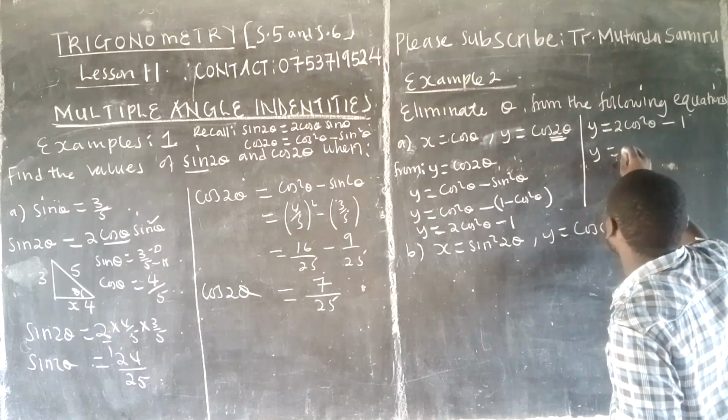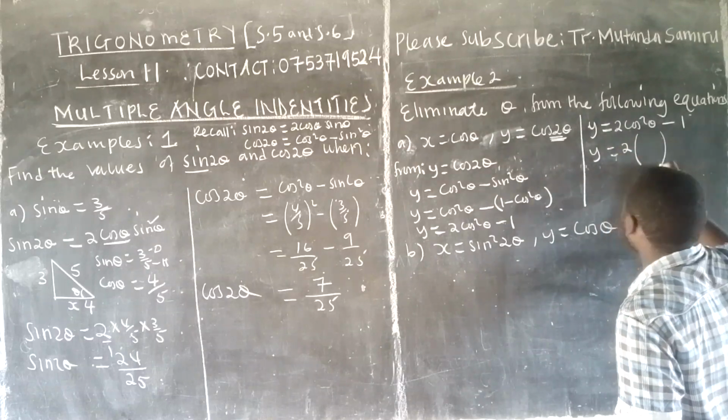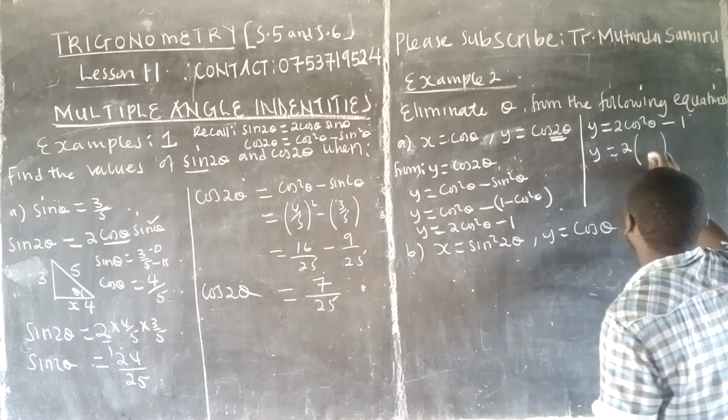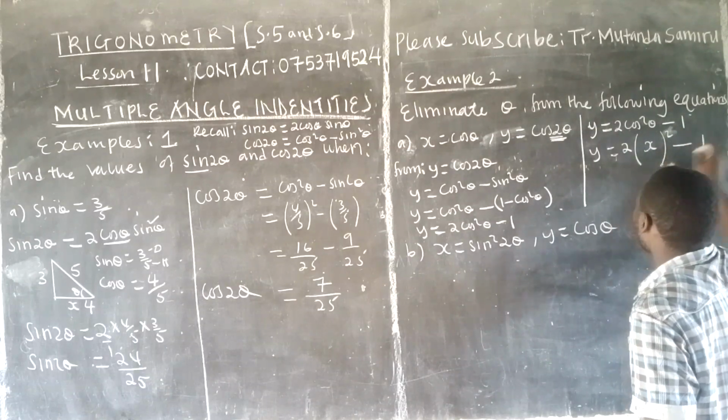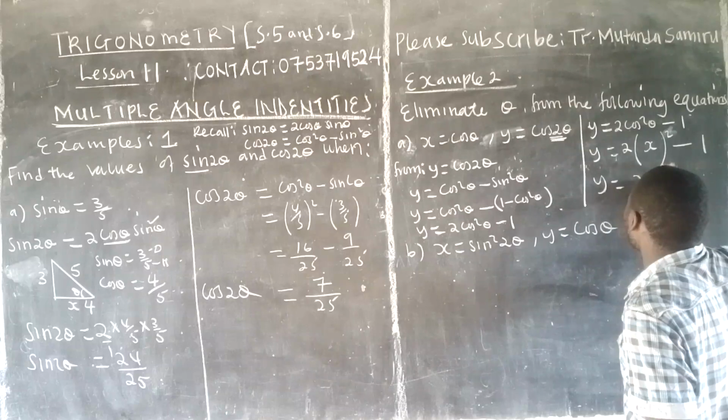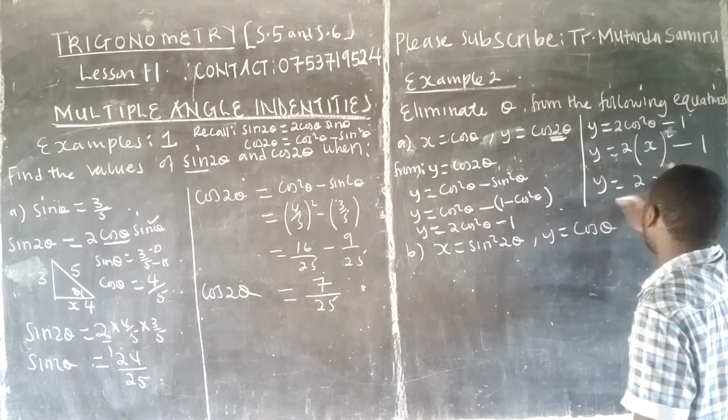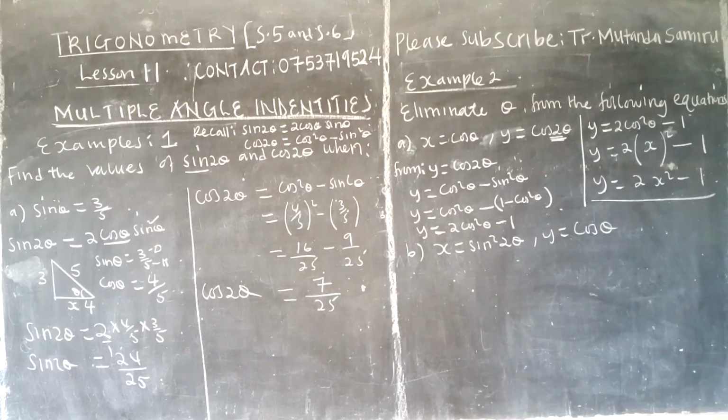So y will be now the same as a2, but what is cos theta? Cos theta is same as x. So it will be now x squared minus 1. So now your y will be the same as a2x squared minus 1. With this, you will have eliminated theta. In the final answer, you don't have anything like theta. So with that, you have eliminated the theta.